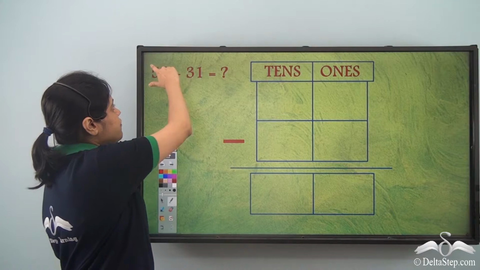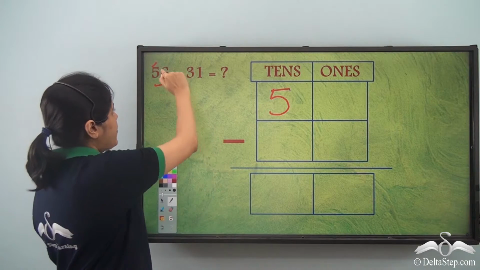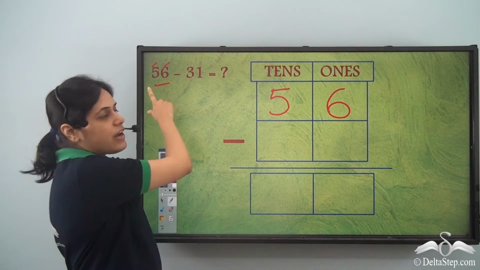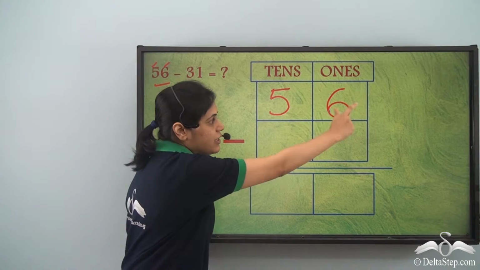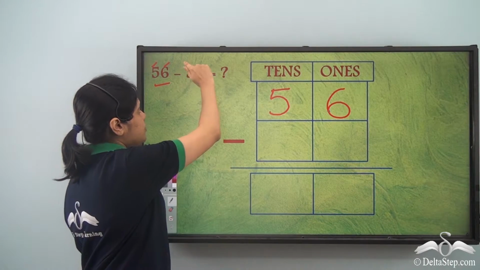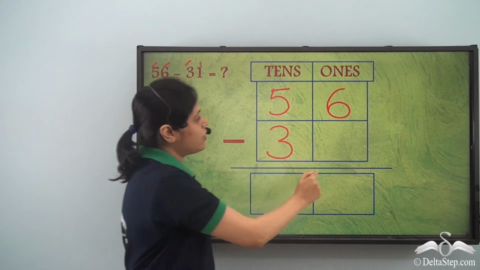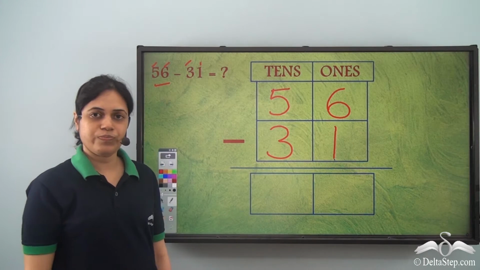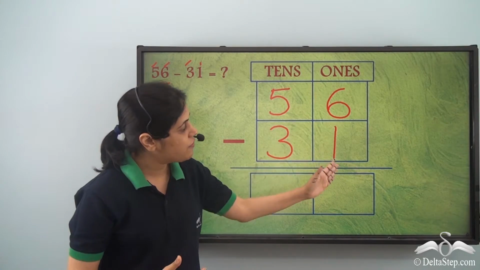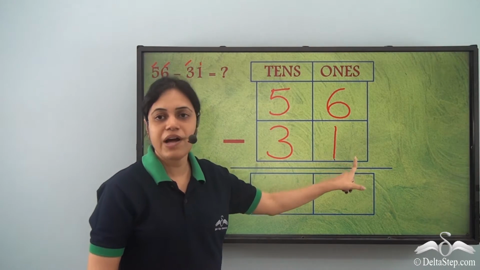56 means 5 tens. So 5 will go to the tens room and 6 ones. 6 will go to the ones room. Since we have 56 at first, I write 56 in the first row. Next I have 31. So 3 will go in the tens room and 1 will go in the ones room. Now I need to perform the subtraction in the ones room first. So I have 6 minus 1.